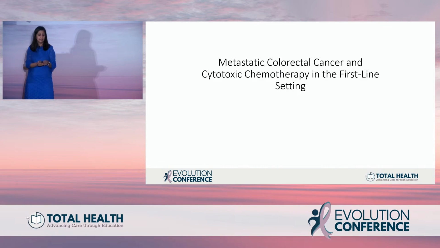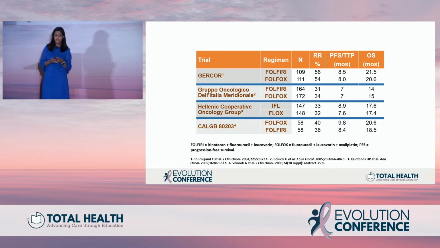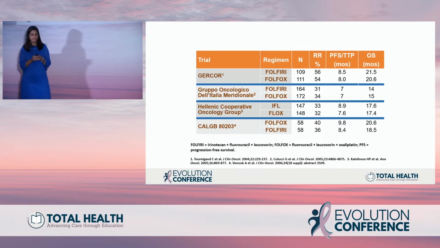All right, so just a brief historical background of cytotoxic chemotherapy in the first-line setting. This is where we started from. We started with FOLFOX, FOLFIRI, and FLOX, and what you can see in terms of OS and response rate is sort of hovering in that 30 to 40% range, with OSs of 16 to 20 months. So we knew we needed to do better.